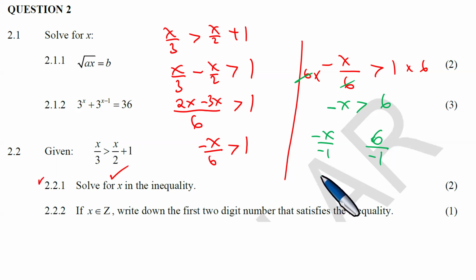If we do that, this one is bigger than. If you divide by a negative, the inequality always changes direction, because we're dividing by a negative number. Then we have x is less than -6, and this is the answer. Any question? Any suggestion in terms of what needs to be done?